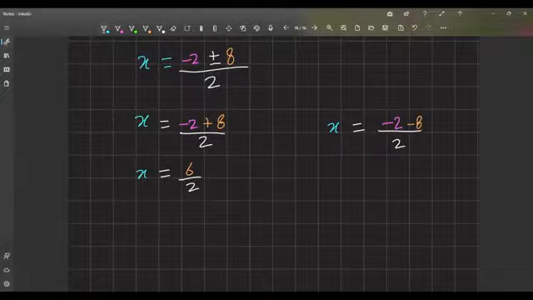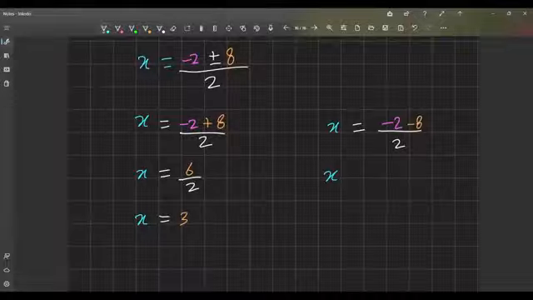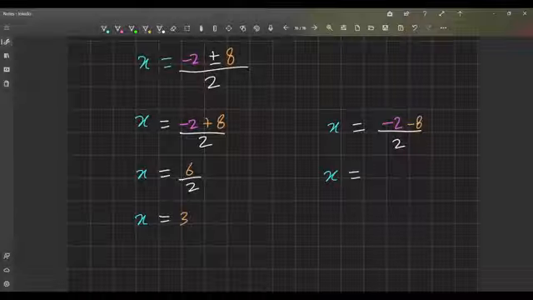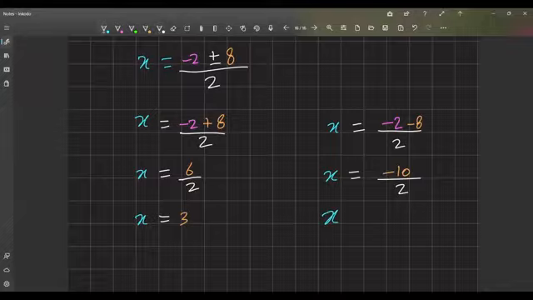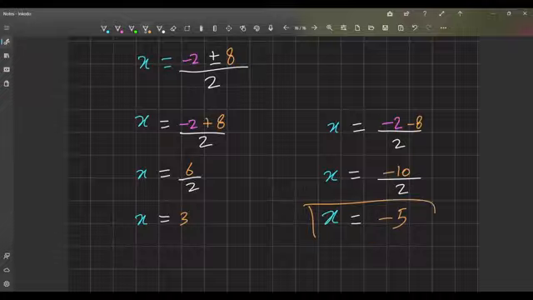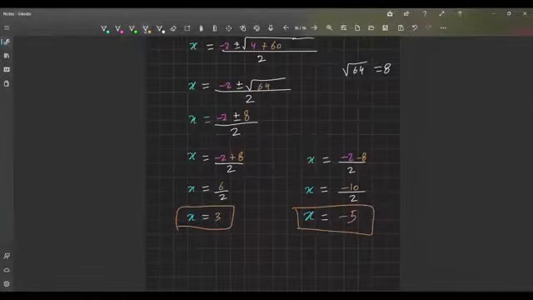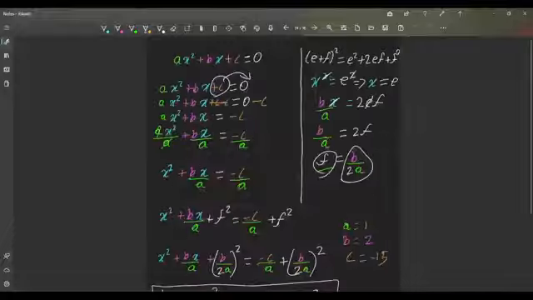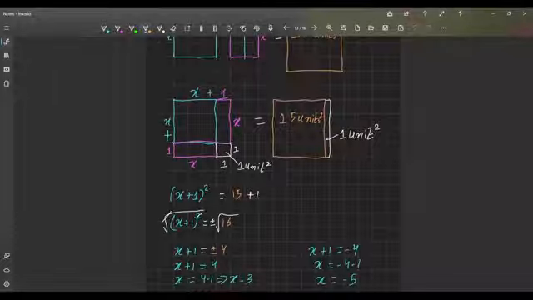and this would become x is equal to 3, and on the right hand side we'll get this other value, which would be x is equal to negative 10 over 2, and what we will get for the value of x would be negative 5. So we can see that using the quadratic formula we get the two different values of x, which are the same as what we got from here, which was the completing square formula.